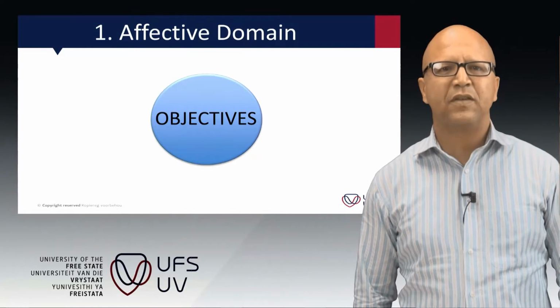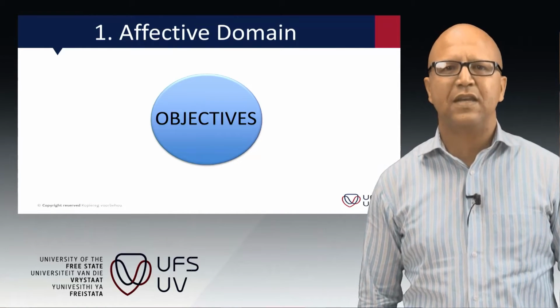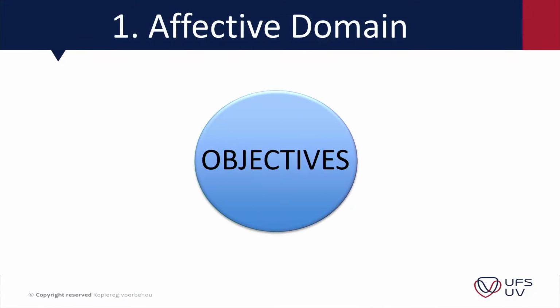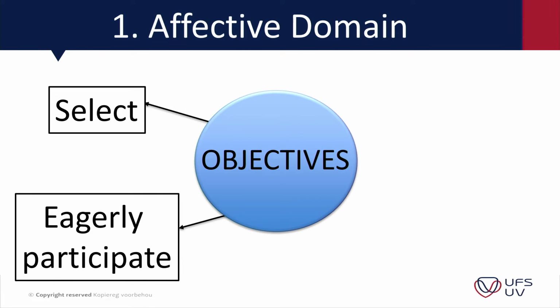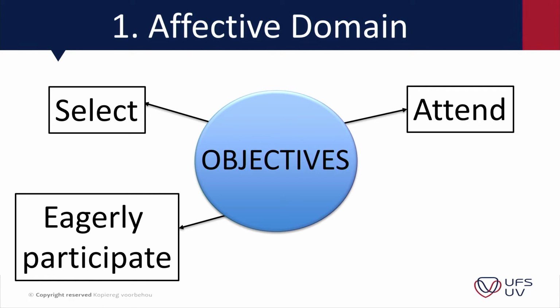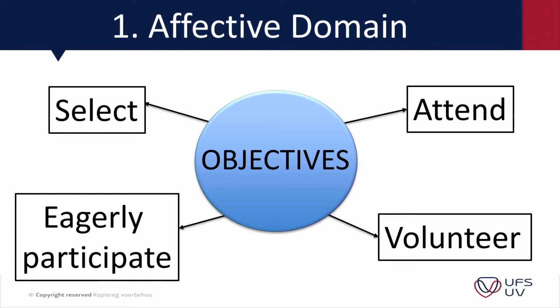The following are examples of well-stated objectives in the affective domain. The learner should eagerly participate in class discussions of history-related topics. When given the opportunity to select the class reading, the learners should select poetry at least once during the term. The learners should attend a concert during the term without receiving credit for attendance. Given the opportunity, the learner should volunteer to stay after class and care for the plants in the classroom at least 3 times during the year.